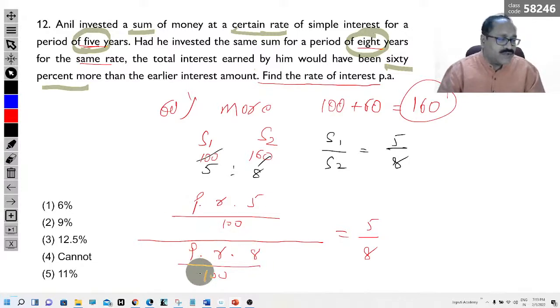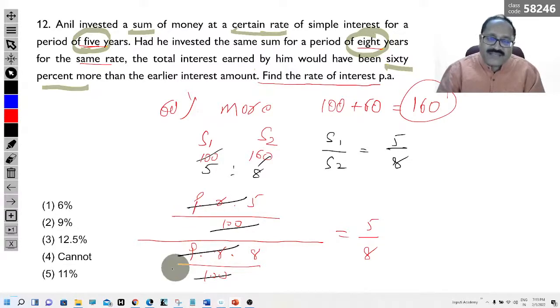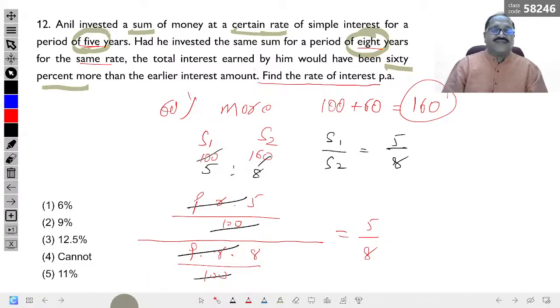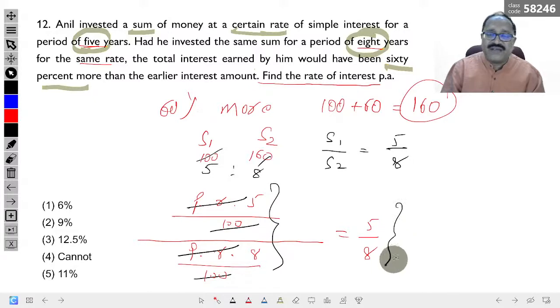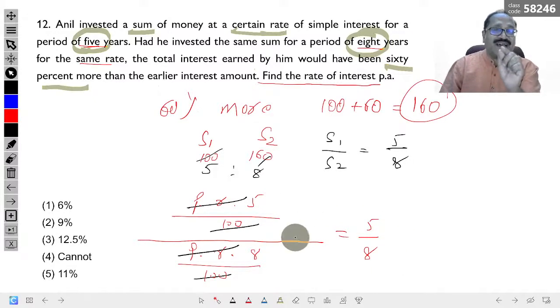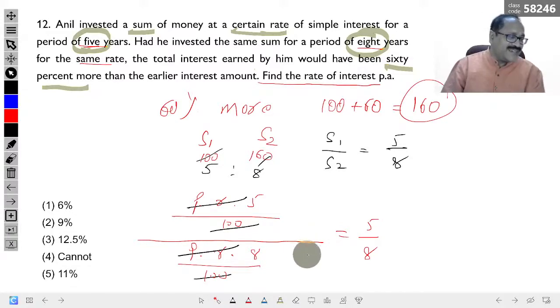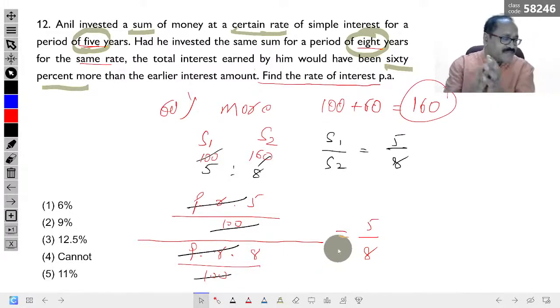Akansha, look at this one. So this 100 and 100 gets cancelled. This P and R gets cancelled. So where is R? You don't have R. So this is 5 by 8. This is also 5 by 8. So that's right, that is bound to be. So you are not getting R. Rightly said, cannot be determined.